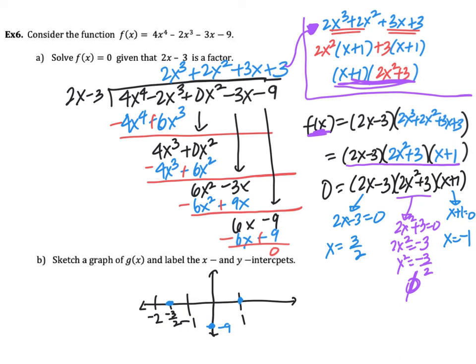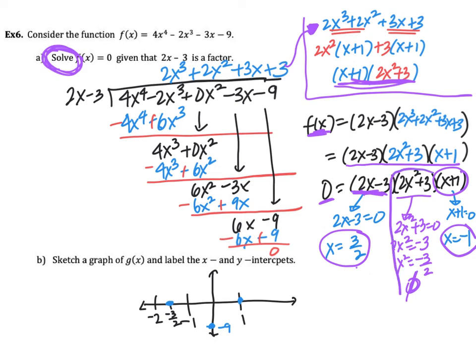Then I have to use my zero product property because I'm trying to solve, which means I'm trying to find the x-intercepts or the places where the graph is going to cross the x-axis. So I set it equal to 0. When I set it equal to 0, you can go straight from these to answers, right? 2x minus 3 is going to be x equals 3 halves. X plus 1 is going to be x equals negative 1.